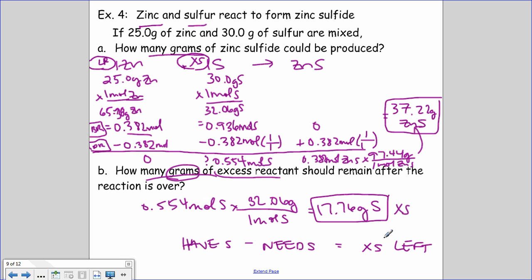Alrighty, this is it for limiting reagents for now. Know this method. This is a very important method. We will use it a lot. So if you need to re-listen to this video, this one part might be a good idea. And I call this the before reaction, during reaction, and after reaction method, or before, during, and after reaction.